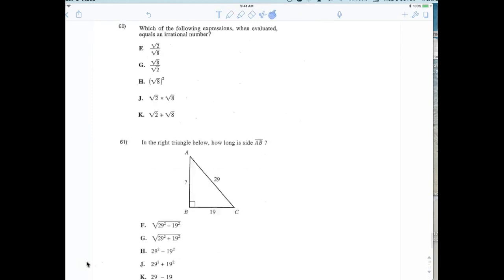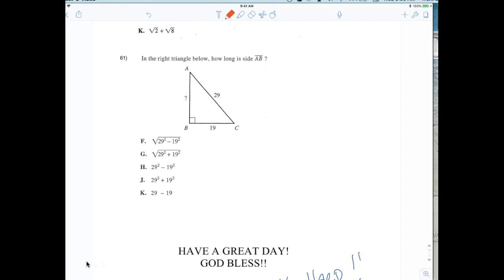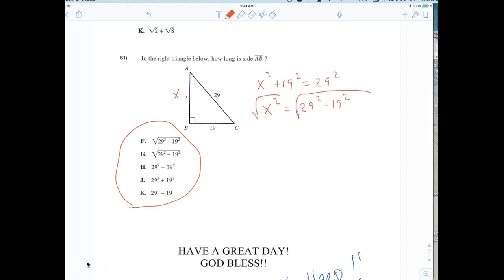All right, so for 61, in the right triangle below, how long is AB? Now, do I see anything with 29 or 19? No. All right, plus I'm looking at my answers. Does everybody see my answers here? Right? I'm trying to find a leg. So if I label this x, it has to be x squared plus 19 squared equals 29 squared. Does everybody agree? So now, to isolate the x squared, I subtract. So x squared is equal to 29 squared minus 19 squared. And then I do what? Take the square root of both sides.